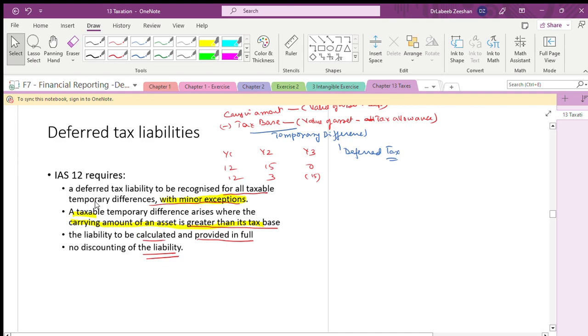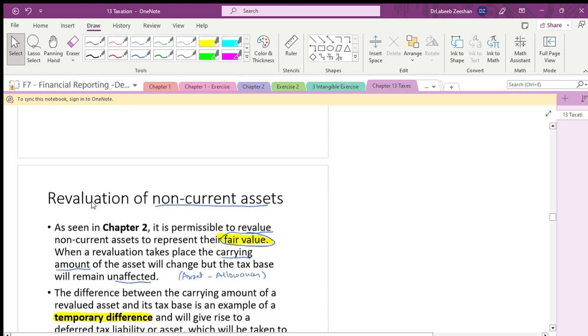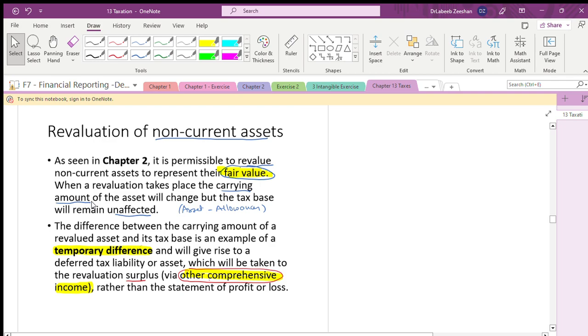Whenever there is a difference between the tax base and the carrying amount, what will happen? There will be a temporary difference. Now the second part, the revaluation. We will revalue the non-current assets. Whenever we revalue the non-current assets, there will be a temporary difference. It is the difference between the carrying amount, the revalued asset, and its tax base.